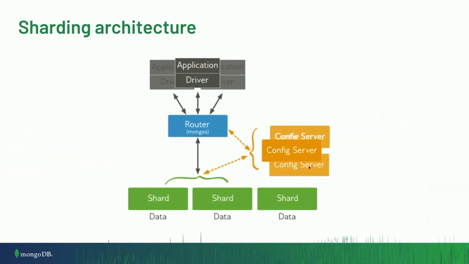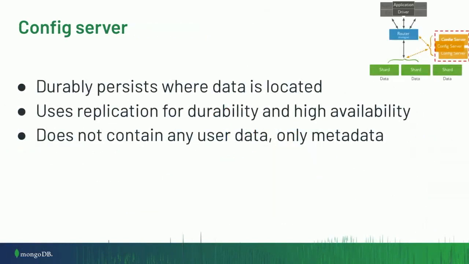And we have the config server, which I'm going to talk a little more about later, but this is kind of the anchor point. You can think of it as the boot sector, which knows where data is located. So everybody syncs from the config server to know where data should be routed and what data they own. The config server durably persists where the data is located, is itself a replica set, so it uses replication for durability and high availability, and does not contain any user data. It's only metadata. It says where things are located.